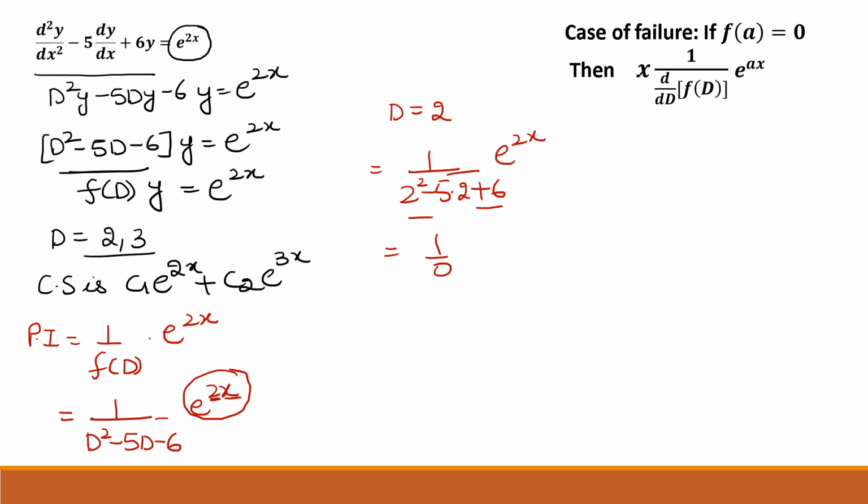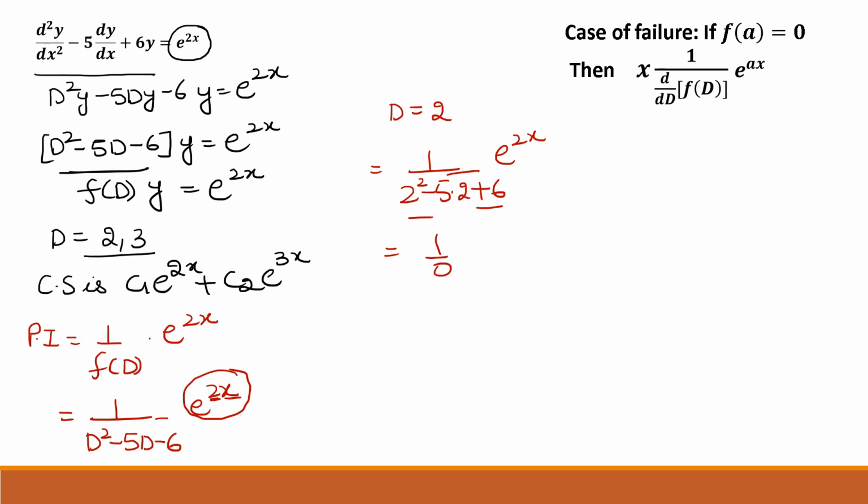So in case you are getting f of a is equals to 0, then what we will do, we will multiply one independent variable x from the left hand side. This is very important. Positioning of the elements is very important. From the left hand side we will multiply x, and we will differentiate f of D with respect to D. And on the right hand side you will have e power ax, and then again we'll proceed according to the previous rule. Let's see how.